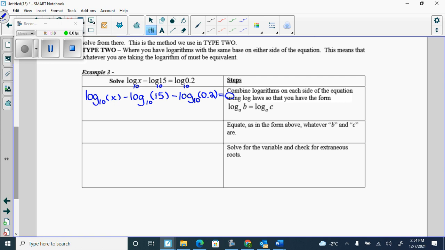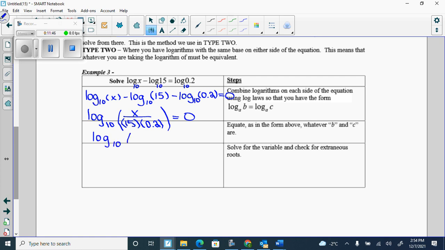So I can put these together because they have plus or minus ones in front, and they're all base 10. So I'm going to go log base 10. And then I go x over 15 times 0.2 equals 0. 15 times 0.2 is what? 3.